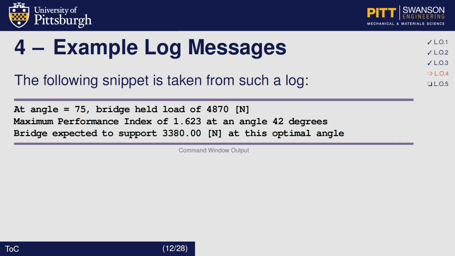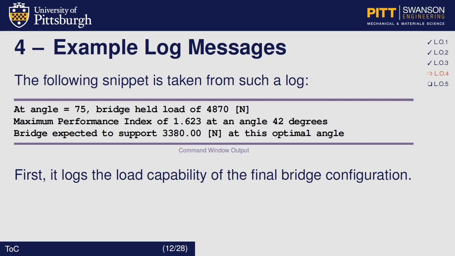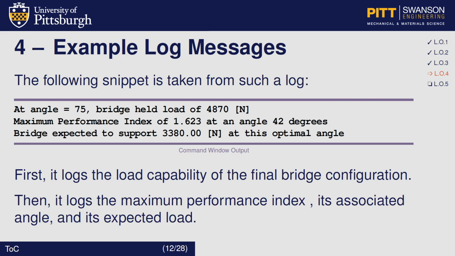In line 1, quote, at angle equals 75, bridge held load of 4870 newtons. In line 2, quote, maximum performance index of 1.623 at an angle 42 degrees. And in line 3, quote, bridge expected to support 3380 newtons at this optimal angle. In these messages, it first logs the load capability of the final bridge configuration that was tested, and then it logs the maximum performance index, its associated angle, and then its expected load from the entire optimization run.